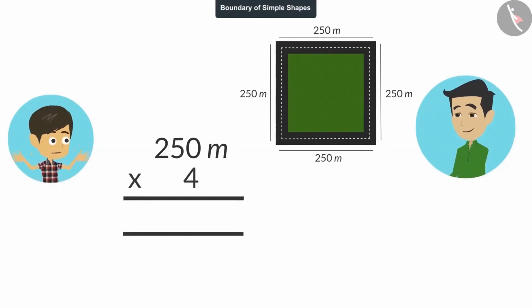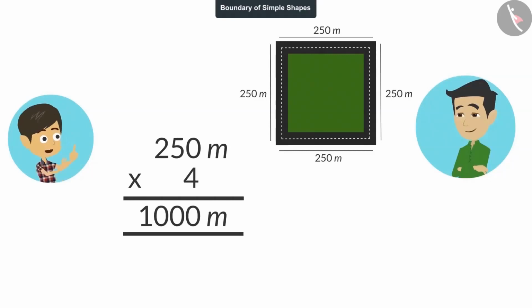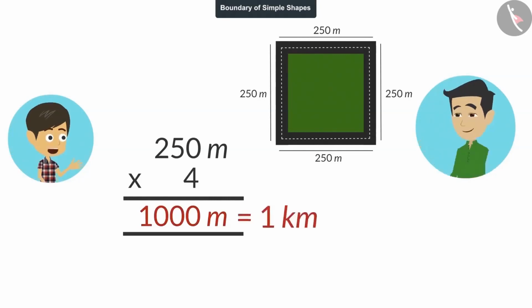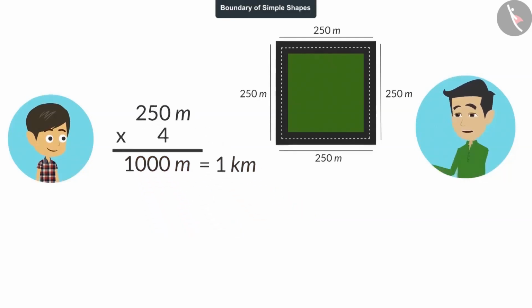Now we can find the length of this boundary by multiplying the length of an edge by 4. So tell me, what is the length of the boundary? 250 multiplied by 4 will be 1000. That means the length of this boundary is 1000 meters. And how many kilometers is 1000 meters? 1 kilometer. All right. Now tell me, how many rounds do I have to take of this boundary to complete 3 kilometers? For a 3-kilometer walk, you have to take 3 rounds of this boundary.